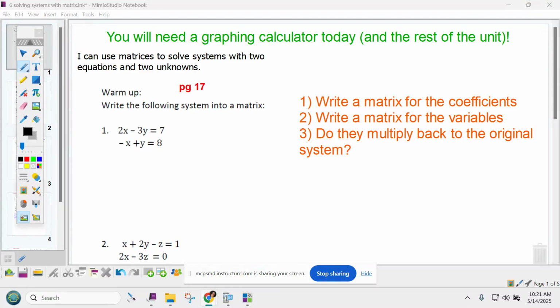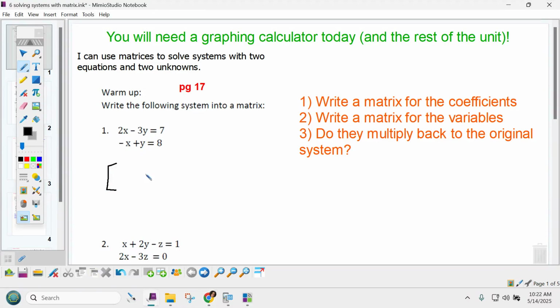All right, so today we are going to learn how to use the calculator to solve systems of equations with matrices. The first step is going to be to take our systems of equations and write it in matrix form. So if you look at page 17, number 1, what we're going to do is write a matrix of the coefficients. So we're going to have a 2 by 2 matrix with the coefficients on the x and y.